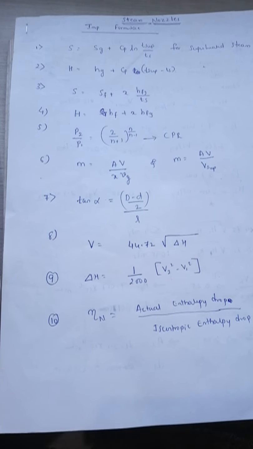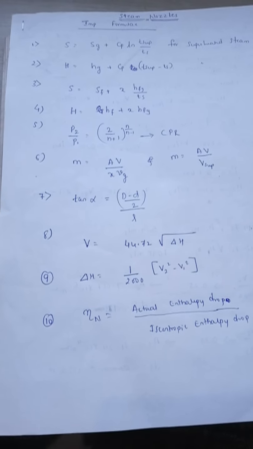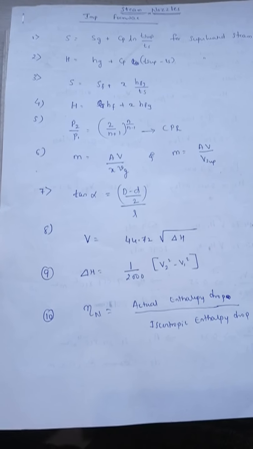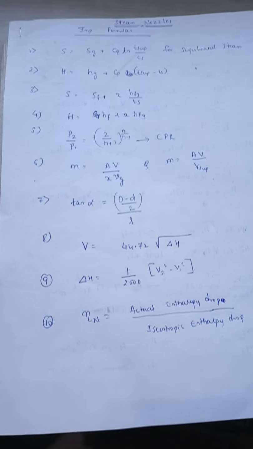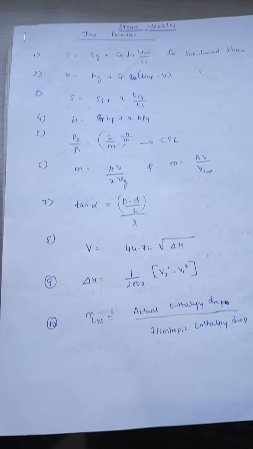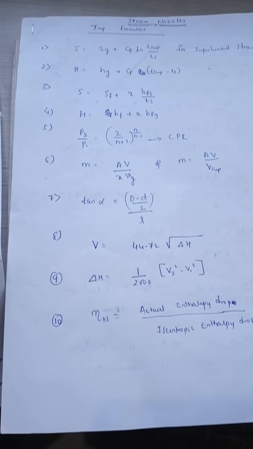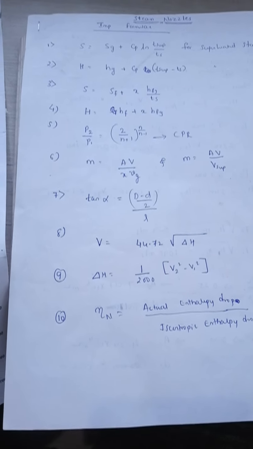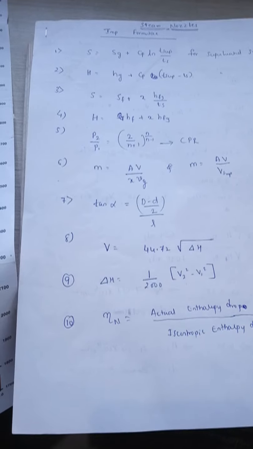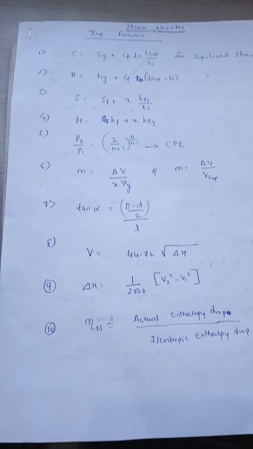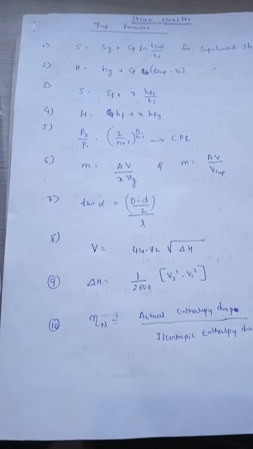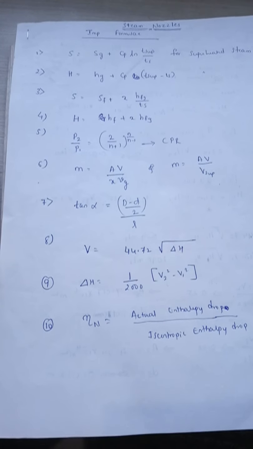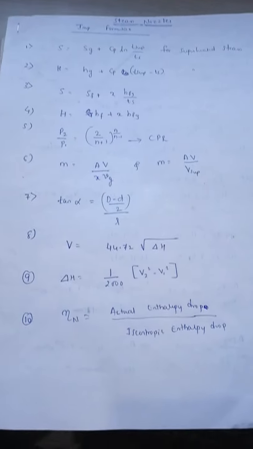And if you want to calculate the angle of that nozzle, you use this formula. Velocity formula we have derived already, 44.72 root delta H. And the ninth formula is drop in enthalpy is equal to increase in the kinetic energy. Energy balance equation, we have done it in the derivation itself. There I have not taken V1 because V1 is very negligible, because it is subsonic velocity as compared to V2. So nozzle efficiency is the actual enthalpy drop to the isentropic enthalpy drop.